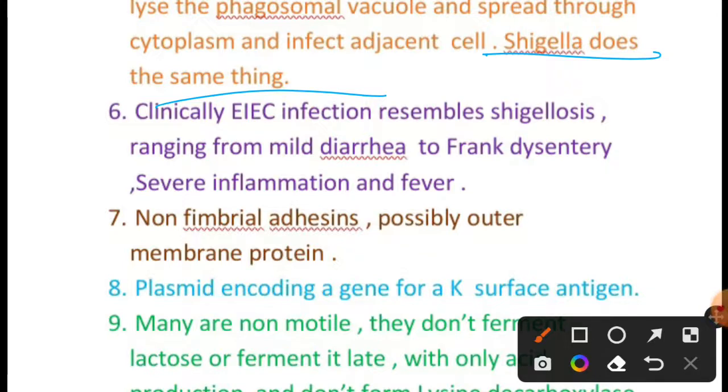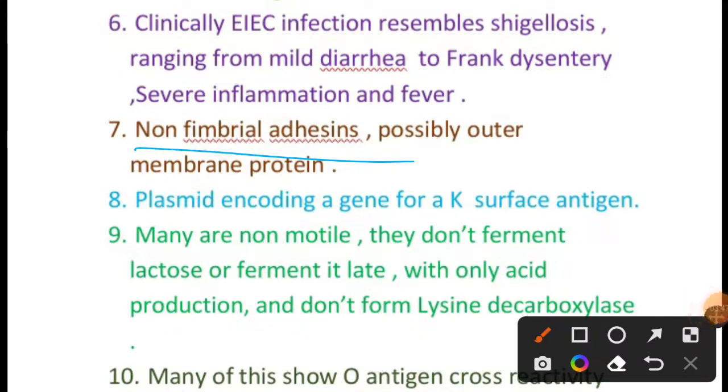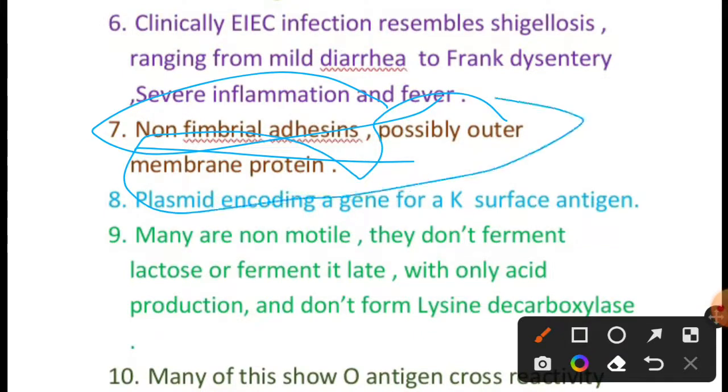Here we observe mild diarrhea, frank dysentery, severe inflammation and fever. They have non-fimbrial adhesins, intimin-type adhesins, and possibly outer membrane proteins. We all know that E. coli is a gram-negative bacterium, so there is an outer membrane, and in the outer membrane there should be non-fimbrial adhesin, which is quite common, right? In their plasmid there is a gene for K surface antigen, which means K antigen serotype should be present.